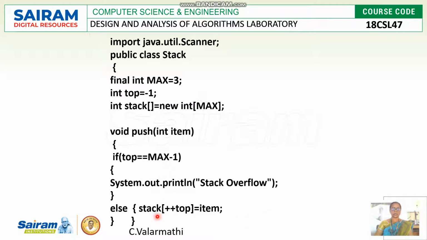Then we need to add the element. To add the element, what is the condition? Before assigning the element, the top of the stack should be incremented by 1. In a single step we can do this as stack[++top] = item. That means the value of top is first incremented by 1, which is called pre-increment. With the incremented index position, the value of item is assigned. So this is the push method.